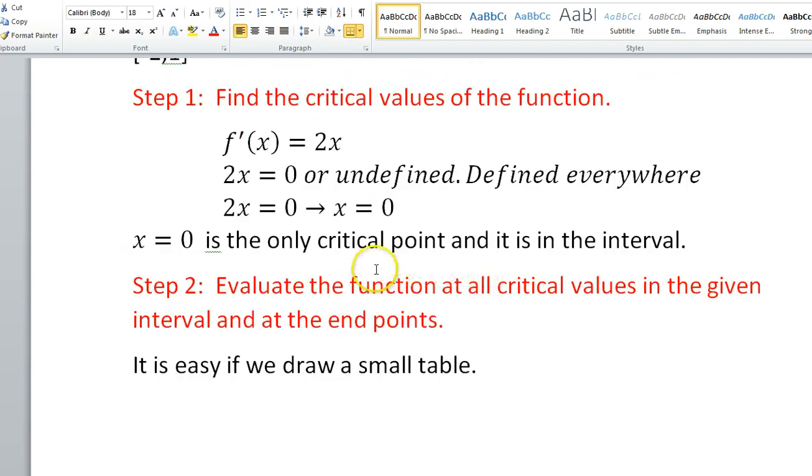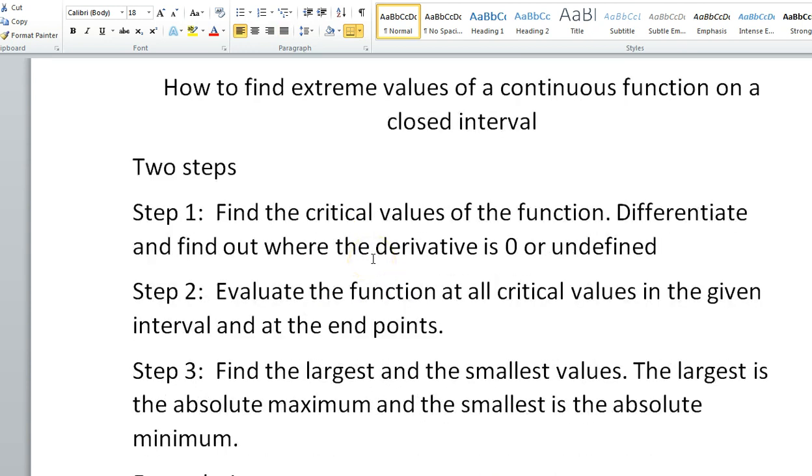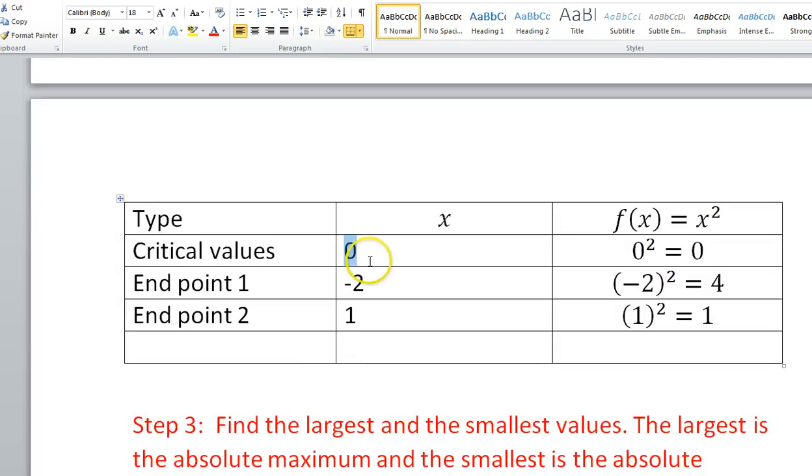What are the endpoints here? The endpoints are -2 and 1. So -2 is one endpoint, 1 is the other endpoint, and we plug all of those into x and evaluate the function x squared. 0 squared is equal to 0. If you put in -2, you get -2 squared, which is equal to 4. If you put in 1, you get 1 squared, which is equal to 1.